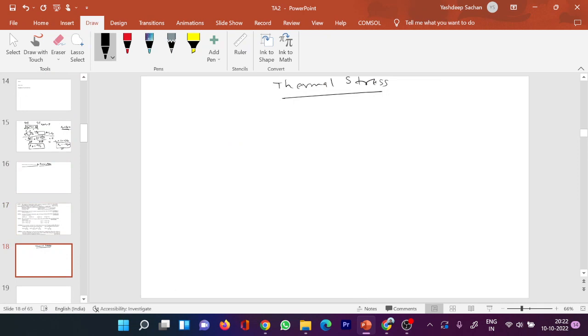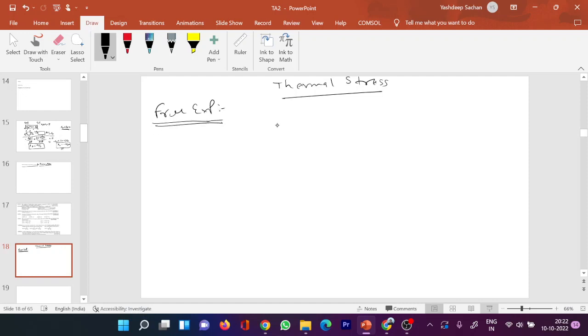So we'll do the theory part of the thermal stresses today, and numericals we'll do next class. First we think of the free expansion. There are three types of problem in thermal expansion. One is free, another is the permitted expansion problem, and the third is the spring. So three problems we will see here.